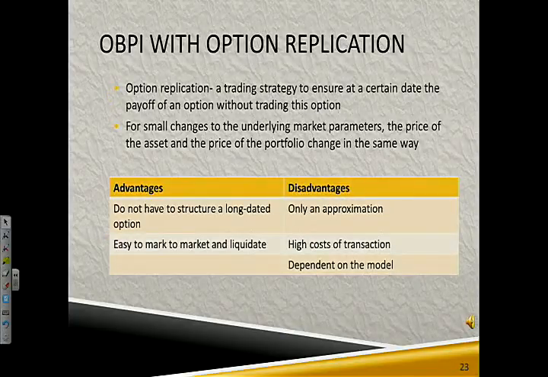Let's define what option replication is. This is essentially a trading strategy which ensures that at a certain date, the payoff of an option is obtained without the trading of the option occurring. Now, for small changes to the underlying market parameters, the price of the asset and the price of the portfolio change in the same way. Now, that is key. There are some advantages: this does not have a structured, long-dated option, and it's easy to market and also to liquidate. But the disadvantages are that this is an approximation, it's expensive, and it's also dependent on a model.